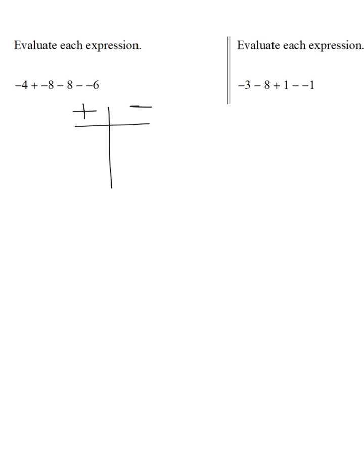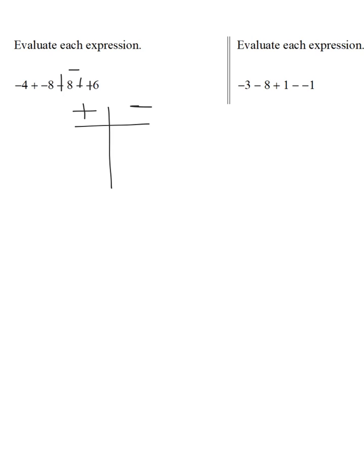Well, I've got -4 plus -8, and then I have -8. So I'm going to think that's add the opposite. I'm going to add -8. Then I have minus -8. So again, I'm going to think add the opposite. So add +6. All right, so now I look at each number individually and think about what its sign is.